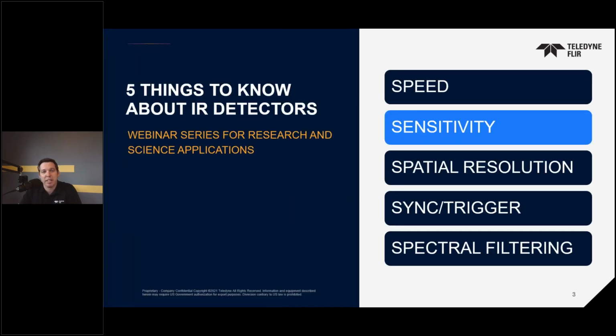Just as a reminder, this is one of a 5-part webinar series covering the 5 things you need to know about IR detectors for research applications. Please be aware that all of these sessions are going to be recorded and available for on-demand viewing on our website. Currently, session 1 covering the topic of speed is available, so feel free to check it out and share it with colleagues that you might have missed it.